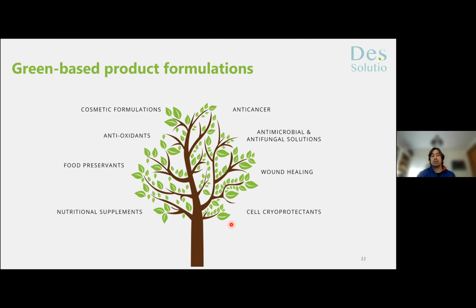And the applications and the markets are willing to adopt the solutions. We are talking about anti-cancer formulations, antioxidants, cosmetic formulations. The cosmetic industry is very keen on these new solutions. And so there's a big market for deep eutectic systems, which we realize in what we are doing now as DES SOLUTIO, trying to push and implement these deep eutectic systems in this industry.